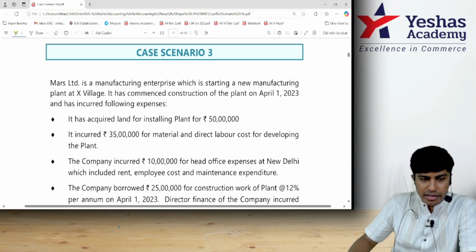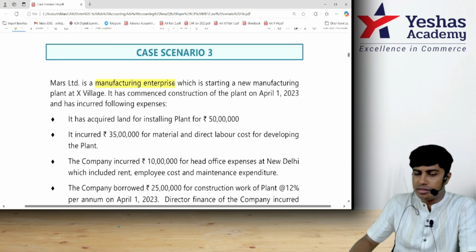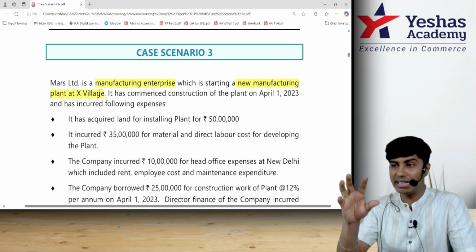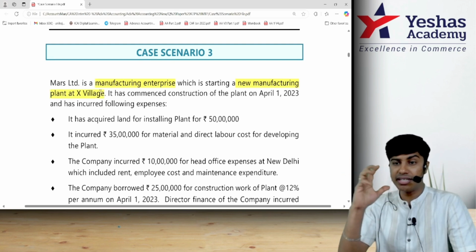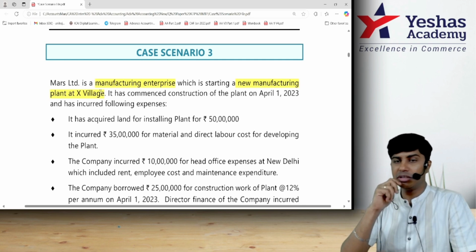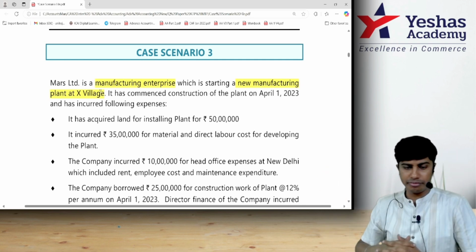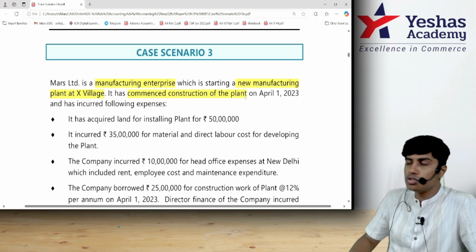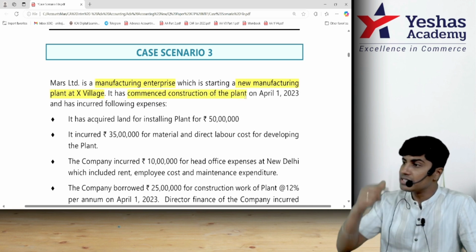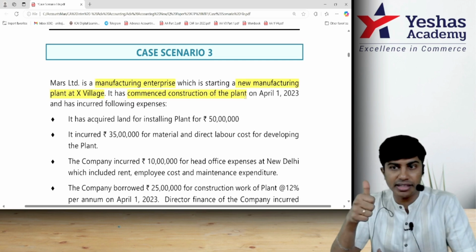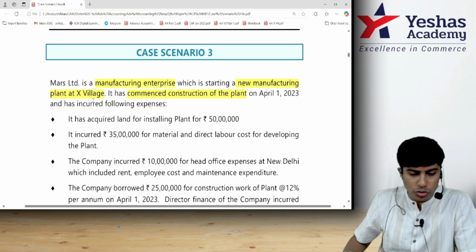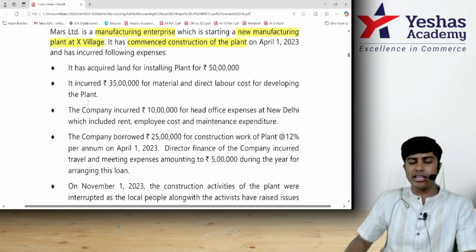Mars Limited is a manufacturing enterprise which is starting a new manufacturing plant. When you say plant, it's not a machine, it is a factory. Plant and machinery means factory with machine in it. It has commenced construction of the plant. Oh, it is not an acquired asset. It is a self-constructed asset. On 1st of April 2023, it has incurred the following expenses.